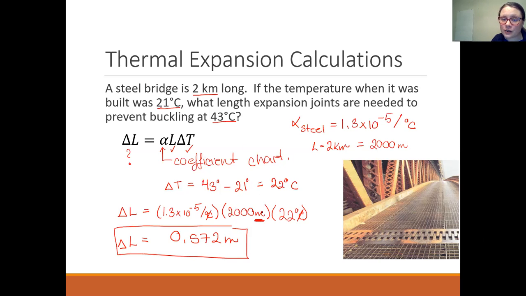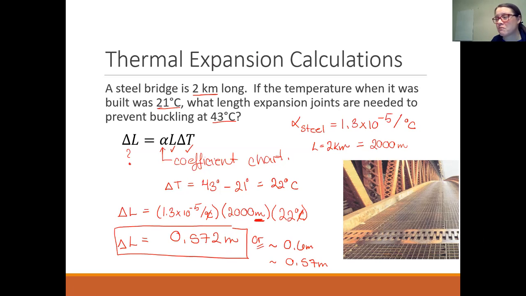If we go with sig figs here, we wouldn't want any more than 2. We could say 0.6 meters or 0.57 meters. I didn't specify rounding, and perhaps I should have made the 2 kilometers a little bit more precise for you. Okay, so if you rounded a little bit differently, 0.6 or 0.57 will give us all the same values. So about half a meter of expansion joints.